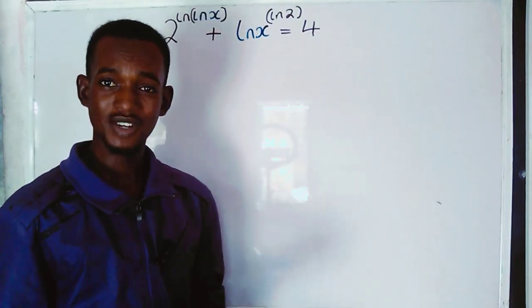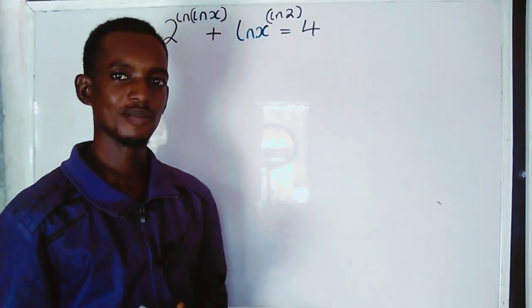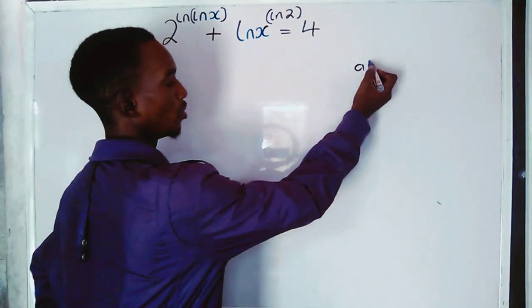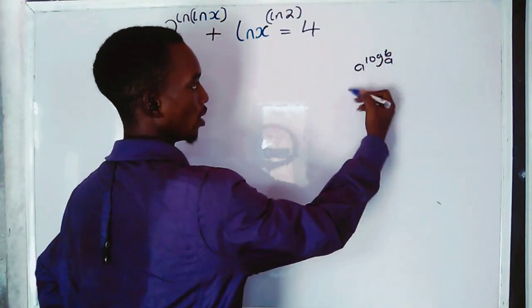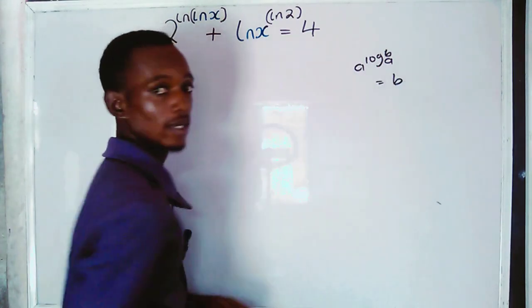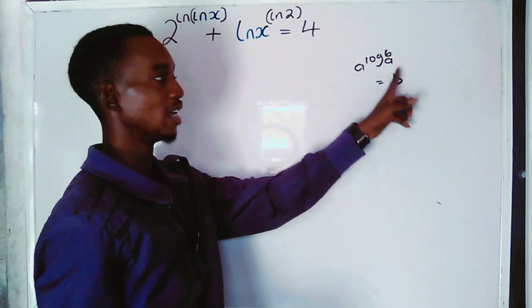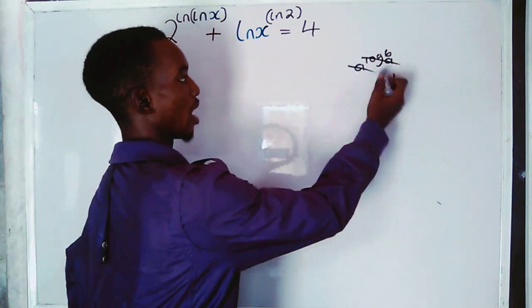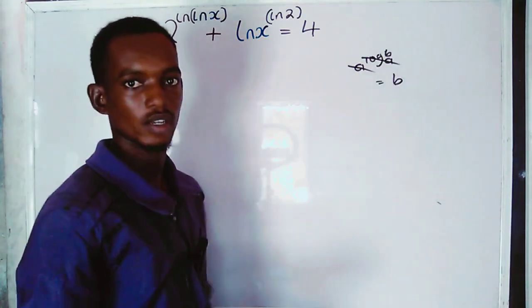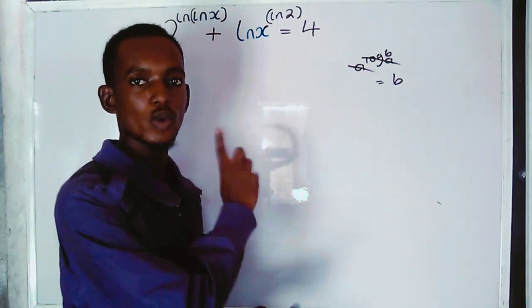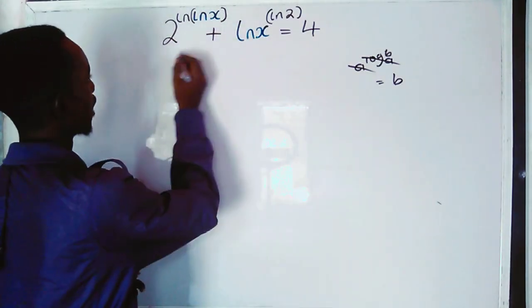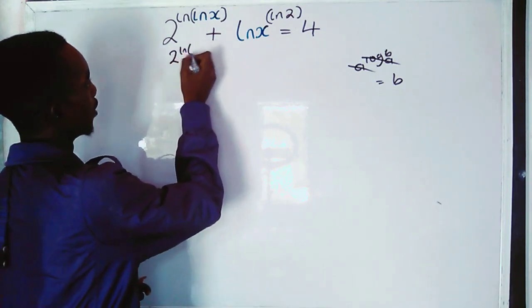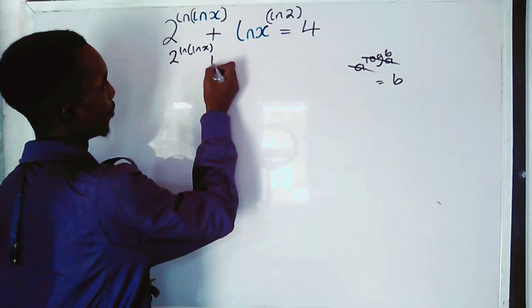Very, very simple. We're going to use this basic law of logarithm that says that a raised to the power log b base a will give us what? b. That is, when this and this are the same, it cancels out and gives you the number here. As simple as that. Okay, so how do we apply this in our question? Let's go. So let's rewrite this as 2 raised to the power ln x plus.